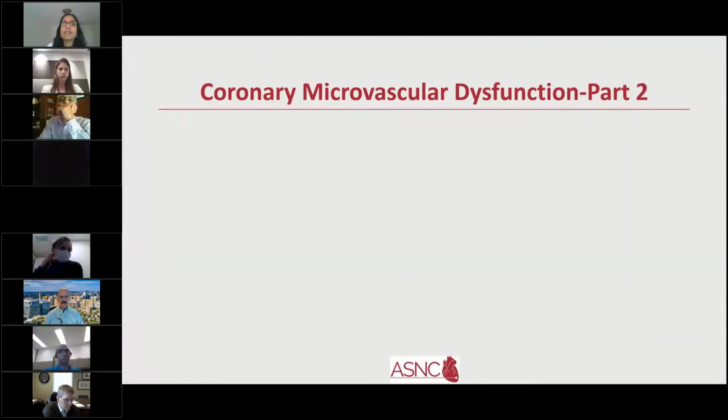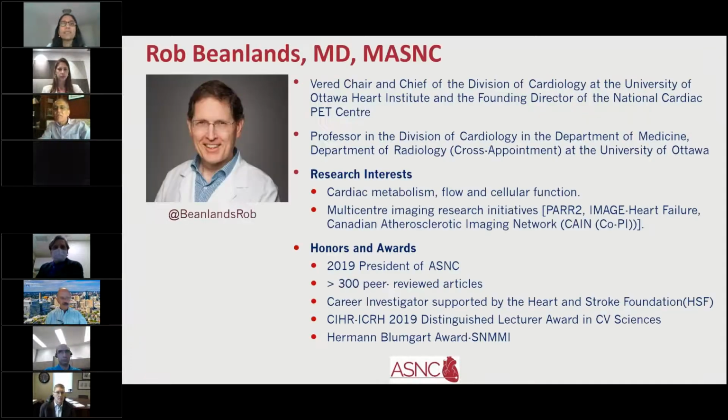The topic today is coronary microvascular dysfunction, and we have 2 outstanding teams of researchers presenting their work. The first team is from Dr. Rob Beanlands' lab. Dr. Beanlands is well known to all of you. He is the Chair and Chief of the Division of Cardiology at the Ottawa Heart Institute. He is also professor in the Division of Cardiology in the Department of Medicine and Radiology at the Ottawa University. His research interests include cardiac metabolism, flow, and cellular function.